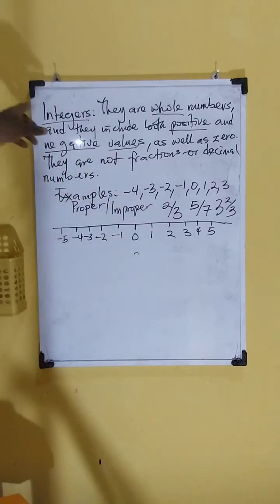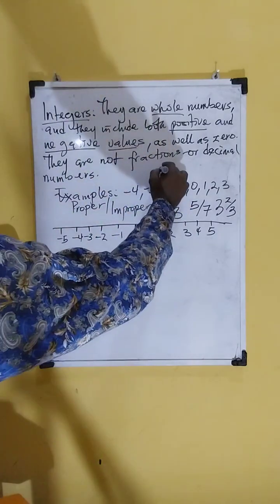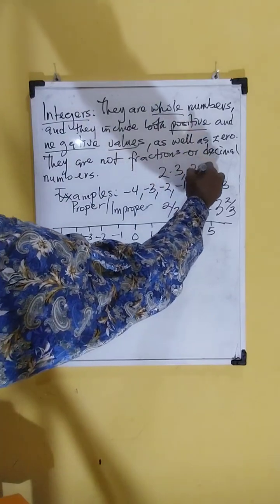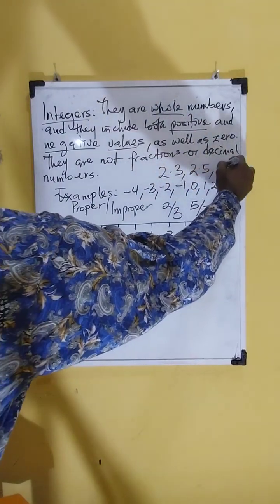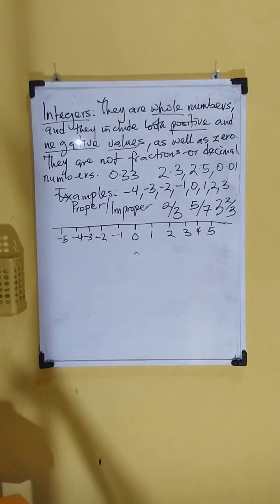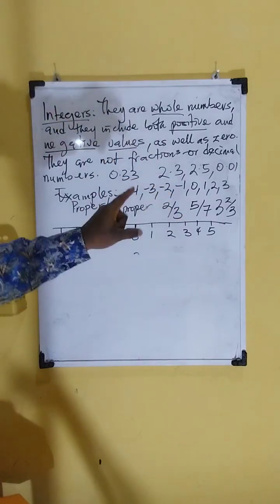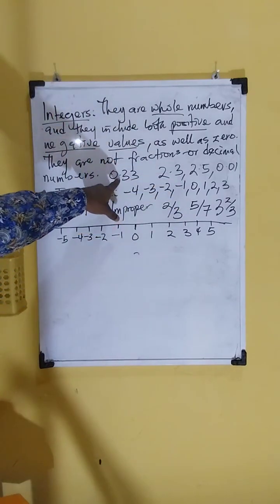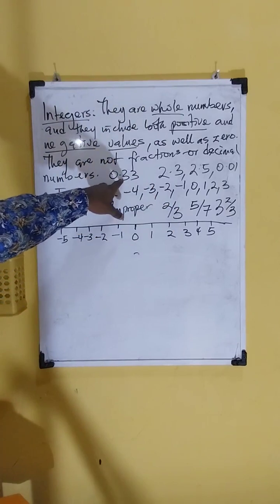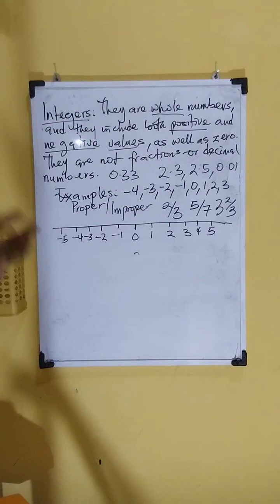And also integers are not decimal numbers. Examples of decimal numbers are 2.3, 2.5, 0.01, 0.33, and any number that has a dot. Maybe I should use that language to make it easier to comprehend: any number that has a dot. This is actually called a decimal number.